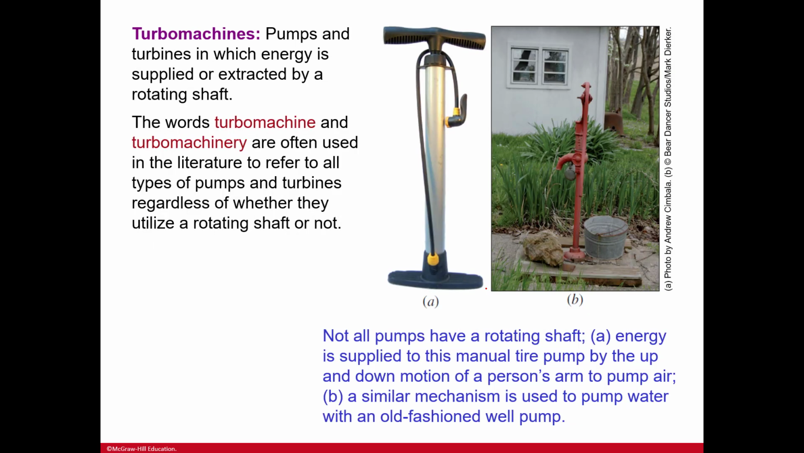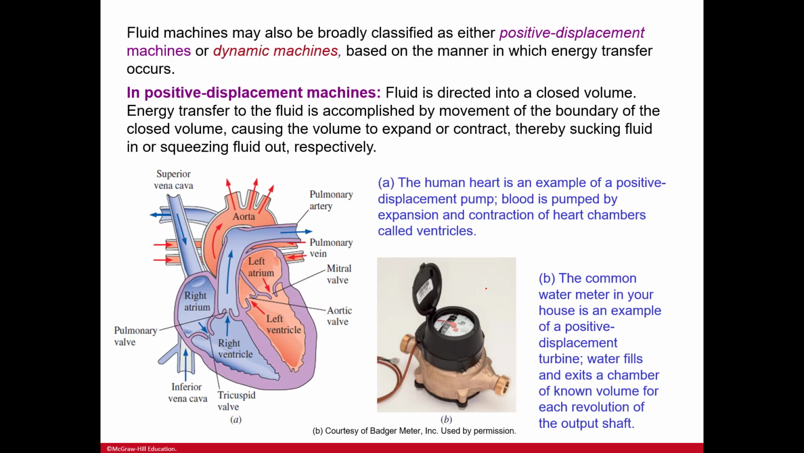Turbo machines, what do we mean when we say turbo machines? Pumps and turbines in which energy is supplied or extracted by a rotating shaft. The words turbo machine and turbo machinery are often used in the literature to refer to all types of pumps and turbines, regardless of whether they utilize a rotating shaft or not. So it's just an all-encompassing terminology.